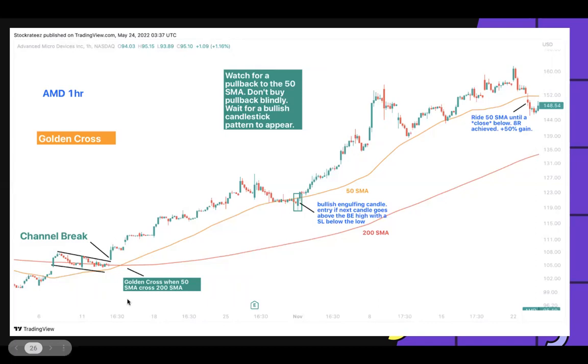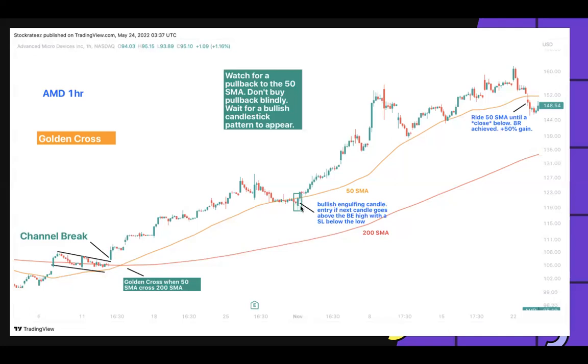So you're going to look for patterns around there. Just because there's a golden cross doesn't mean that you need to go long right away, because it is a lagging indicator. So what you could have done, you could have waited for this channel break and played that. So you can sometimes look for patterns before the cross actually happens, because you know that the cross is kind of a lagging indicator. So here we're on the AMD 1-hour chart, or we could wait for our pullback to the 50 SMA.